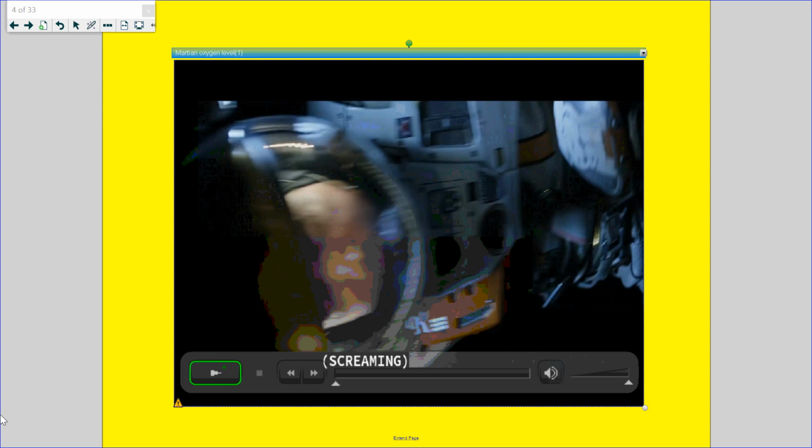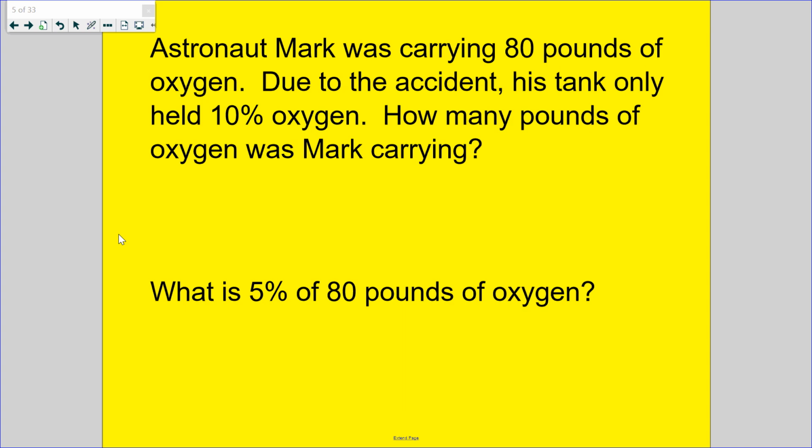So in this Martian scene, as you can tell, his oxygen tank has been compromised. He was carrying 80 pounds of oxygen. Due to the accident, his tank only held 10% oxygen. How many pounds of oxygen was Mark carrying? Then you saw he got critical mass where it dropped down to 5%. So what is 5% of 80 pounds?